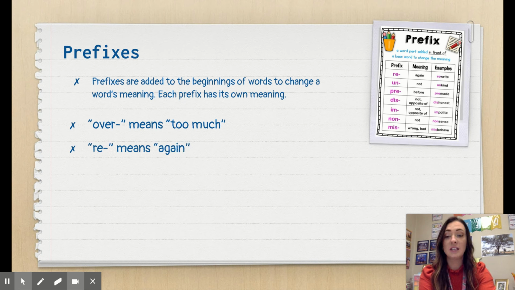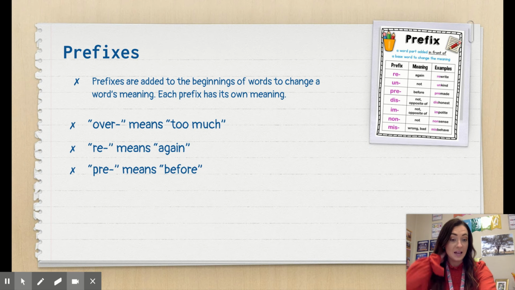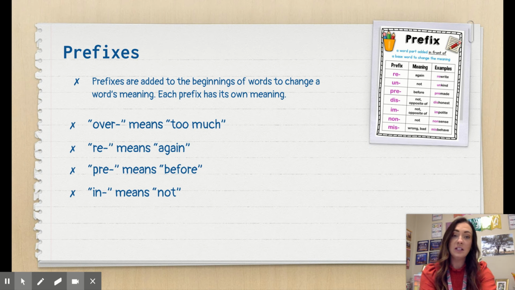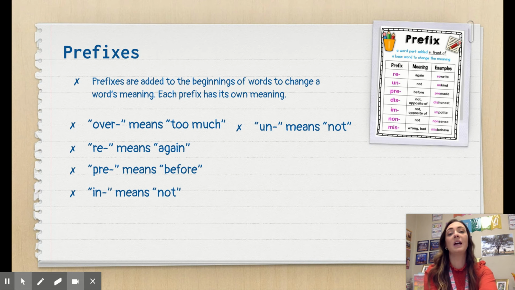Another prefix is re. This means again. So an example of this would be replay. That means you play it again. Pre means before, so pre-test. Sometimes we take a test before you learn some concepts to see what you know. In means not, so indirect. Usually it's telling you the opposite, so not direct. Un also means not, so unreal. If something seems like it is not real, it could be unreal.